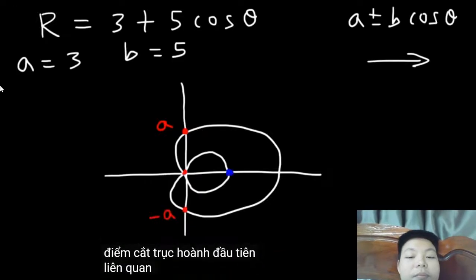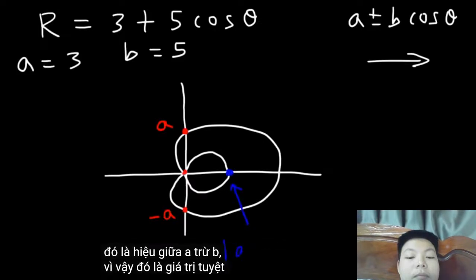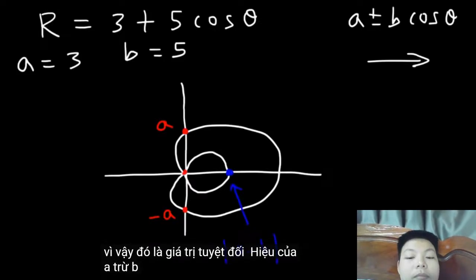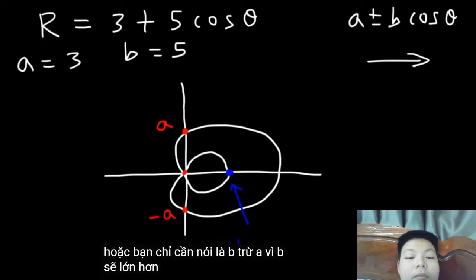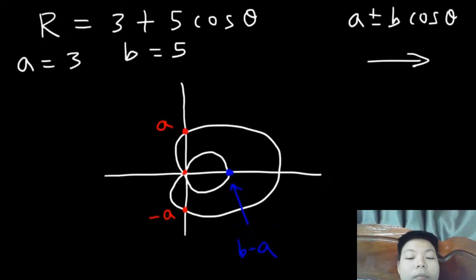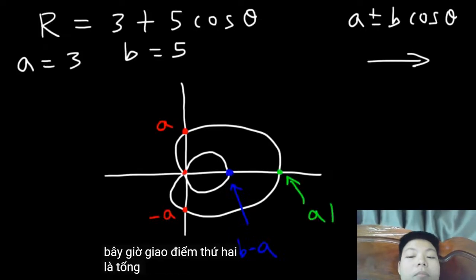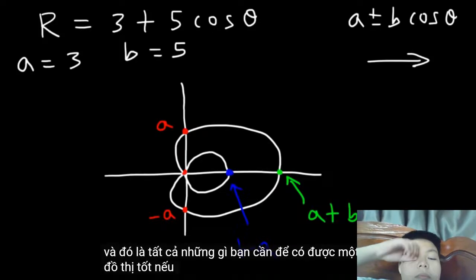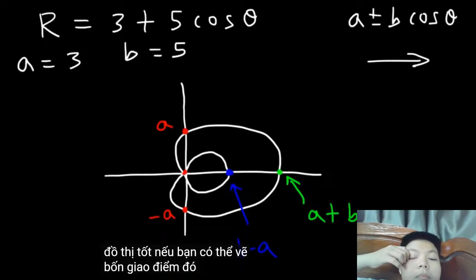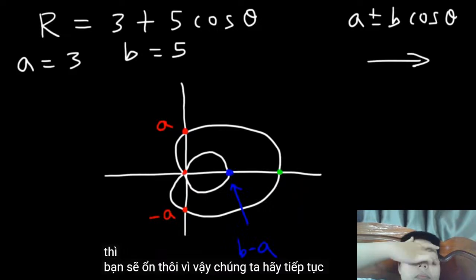The first x-intercept, which is associated with the inner loop, is the difference between a minus b. So it's the absolute value difference of a minus b. Or you could just say it's b minus a because b is going to be bigger. Now, the second intercept is the sum of a and b. And that's all you need to get a good, decent graph. If you can plot those four intercepts, then it should be fine. So let's go ahead and do that.